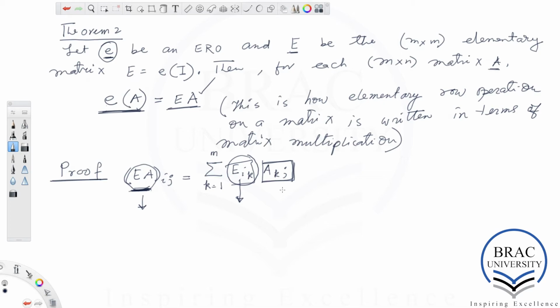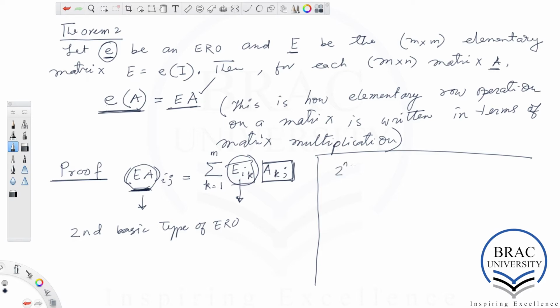Now we'll give a detailed proof of this theorem for the second basic type of ERO, okay? So the proofs for the other two types are left as exercises, okay? So you'll do them by yourselves. So before doing that, recall the second basic type of ERO was given as follows. So go back to lecture 2 and refresh your memory.